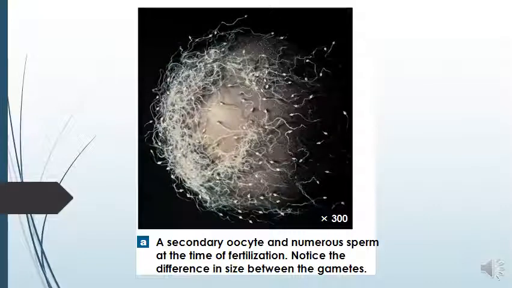This is a great slide showing a secondary oocyte and numerous sperm at the time of fertilization. And you can see how the sperm are all around the secondary oocyte. But what's also very important to look at is the fact that there's such a great discrepancy in the size of the sperm and the secondary oocyte.